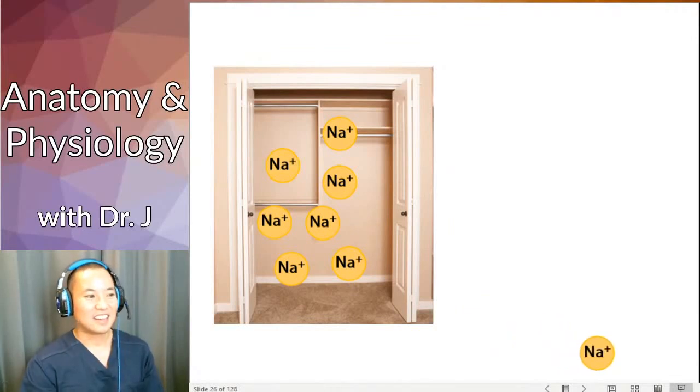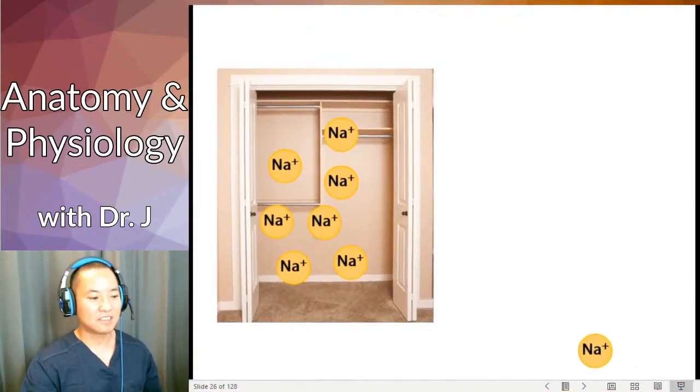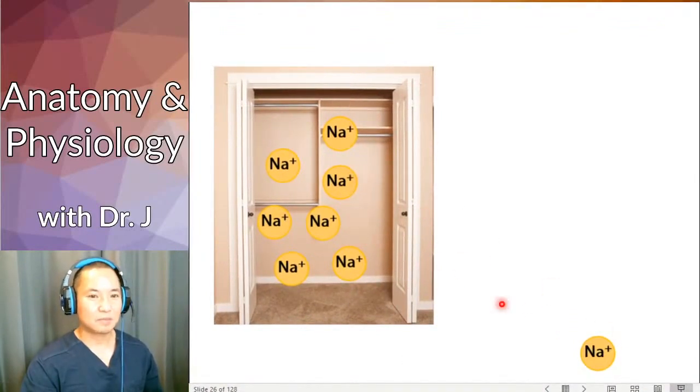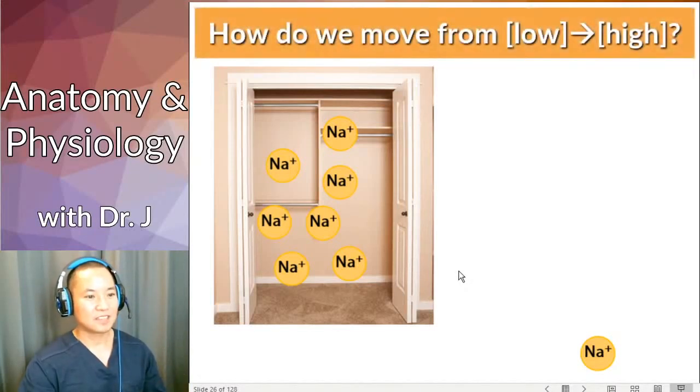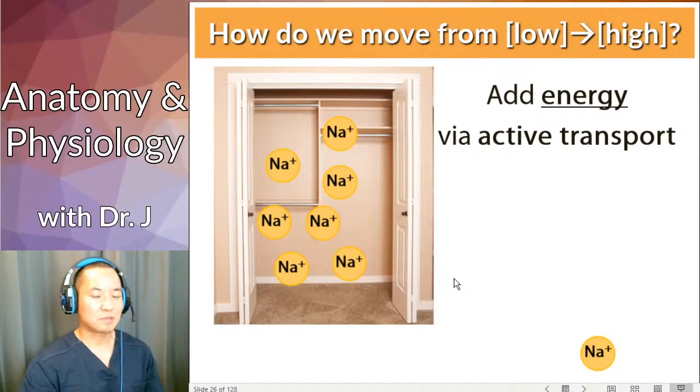Speaking from experience, now I actually fold my clothes and do the whole Marie Kondo thing. But what do you have to do when you have so many clothes in your closet already? You have to add more energy, more force. Same with transporting sodium ions from the inside of the cell towards the outside. Since there are so many sodium ions already on the outside of a cell, as you keep adding more and more sodium ions and pumping them out of a cell, you have to add more and more energy. So again, you have to add energy to move from a low concentration to an already high concentration. And this is why we call it active transport, because you're adding energy rather than just letting it happen by itself.